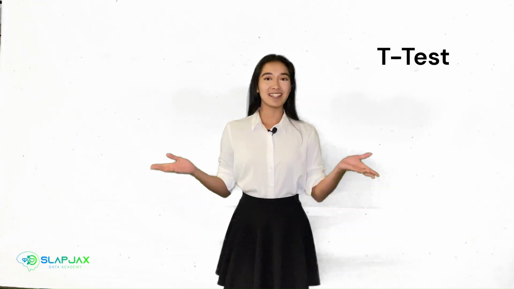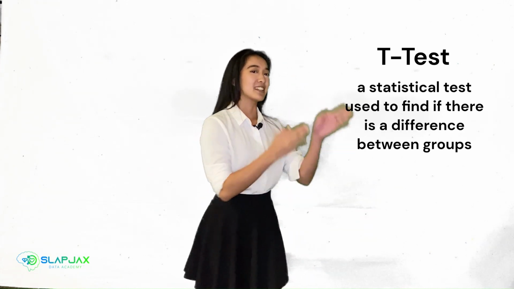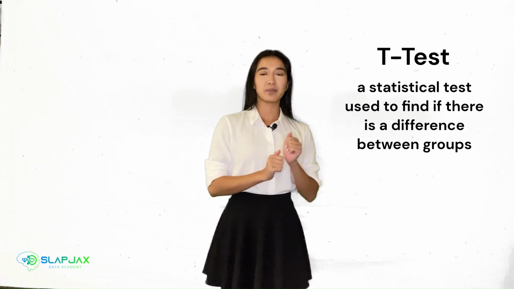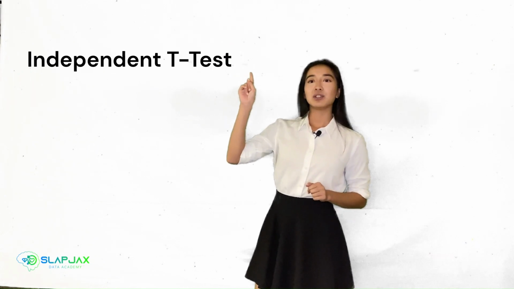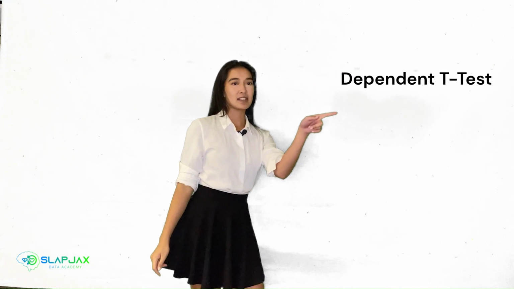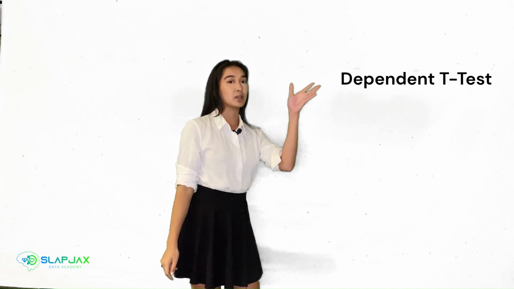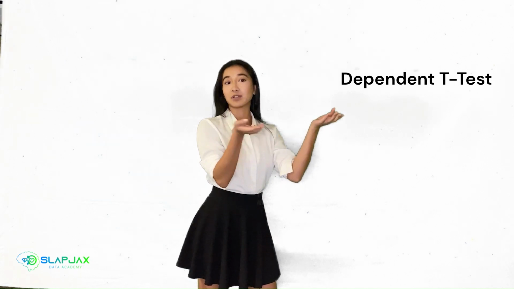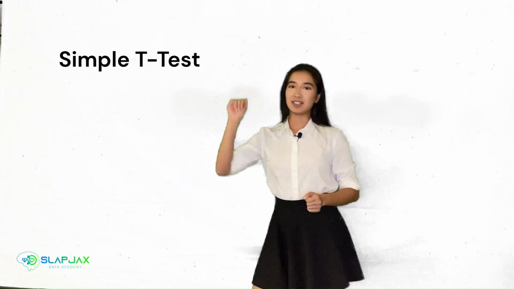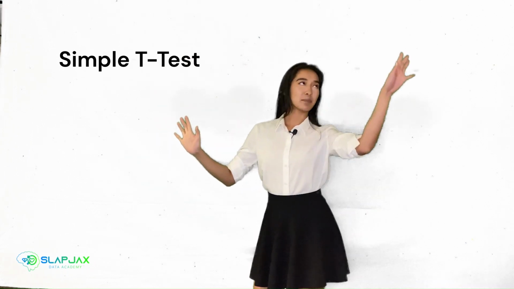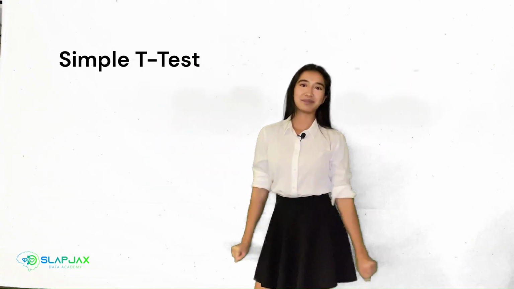What is the t-test? It is a statistical test used to find if there's a difference between groups. There are three variations. Independent t-test, used for comparing two different groups. Dependent t-test, which is used to find the difference between the same group but over time or before or after a change. Simple t-test, which is used for comparing the population and a sample from that population.